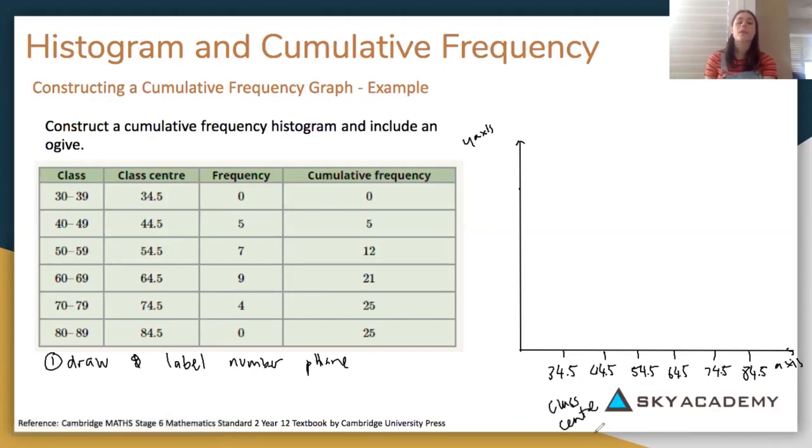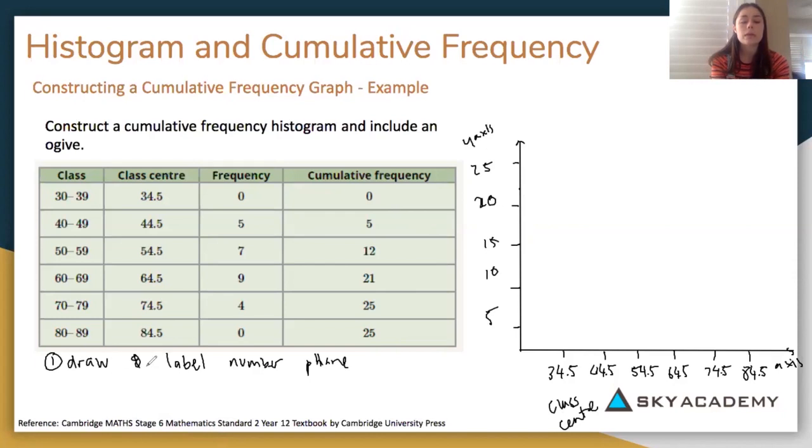Now on my y-axis, I have to put in the cumulative frequency, which goes from 0 to 25. So this is going to be 25 up here, 20, 15, 10, and 5. So that is my number plane drawn and labeled.